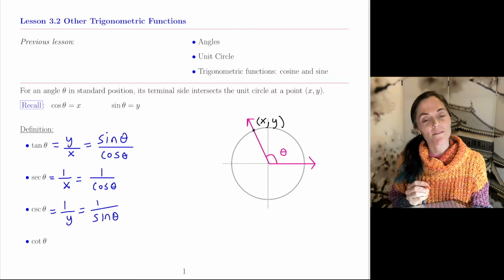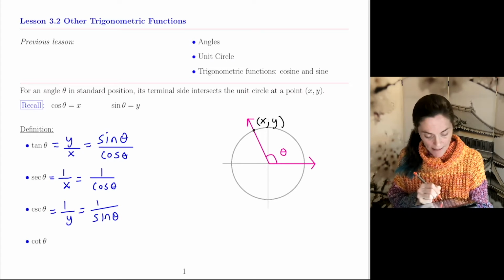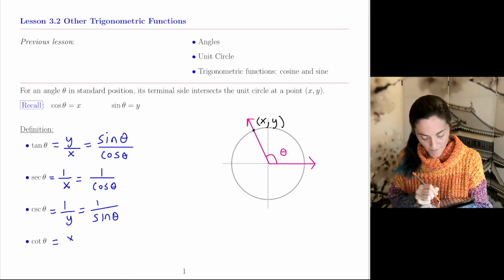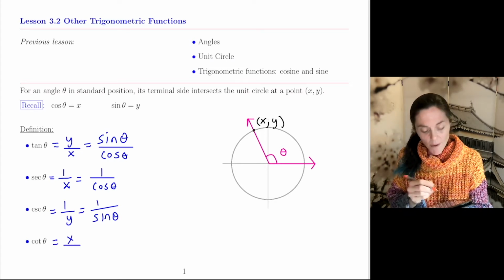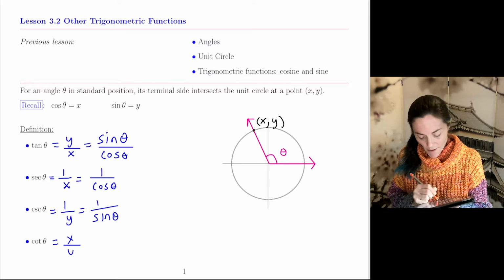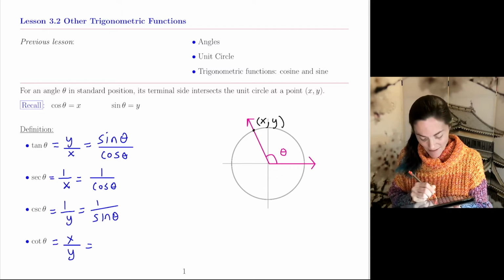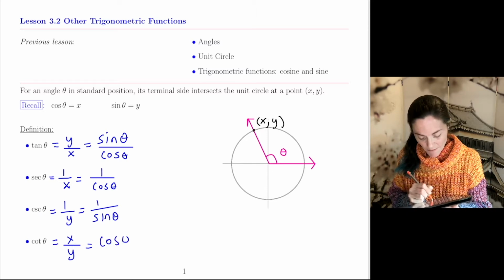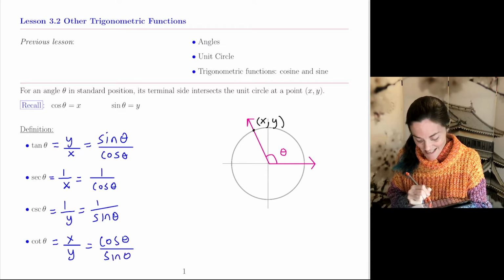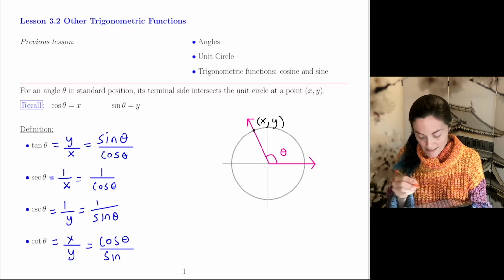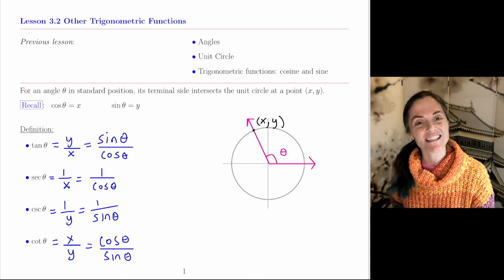And finally, we have cotangent theta. This is x over y. And similarly, we could write this one in terms of sine and cosine. You notice this is cosine divided by sine. So this is what we're discussing this lesson. But what we want to do is practice evaluating these four other trigonometric functions.